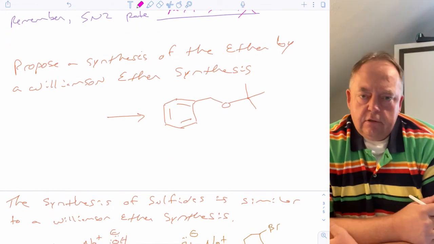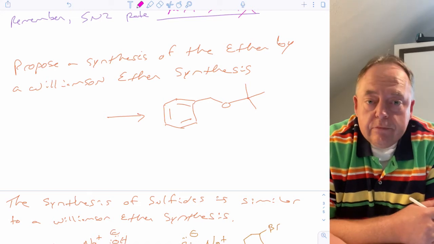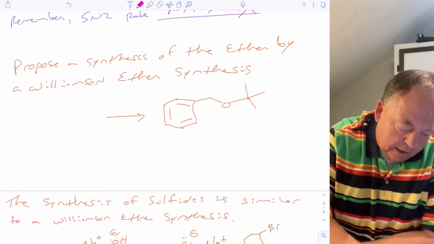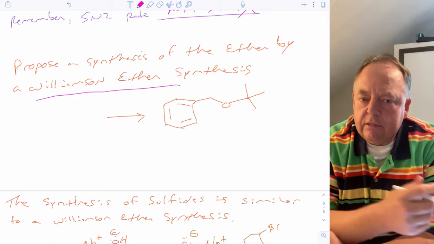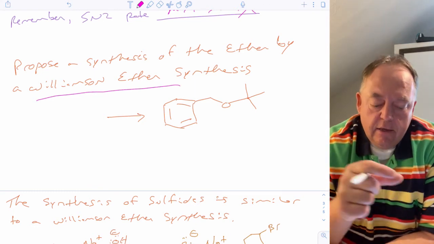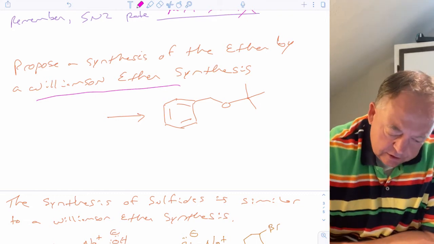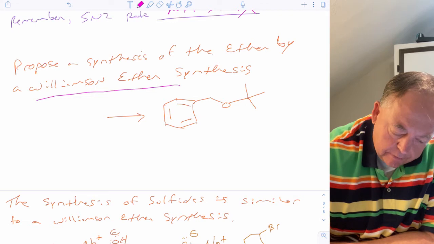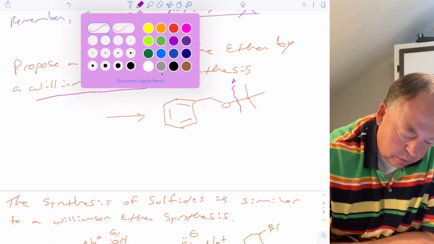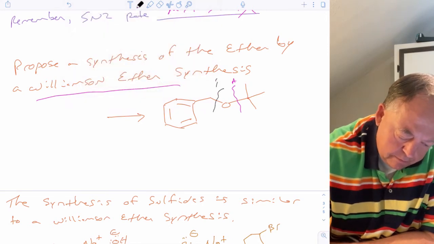Okay, so let's use this. Let's do a synthesis problem. Make this ether using a Williamson ether synthesis. So you should know the name. You should know what that means. What does Williamson ether synthesis mean? That means you're going to have an alkoxide and an alkyl group with a leaving group on it. So we can consider splitting this up either here, so we'll call that A, or we could split it here, and let's call that B.